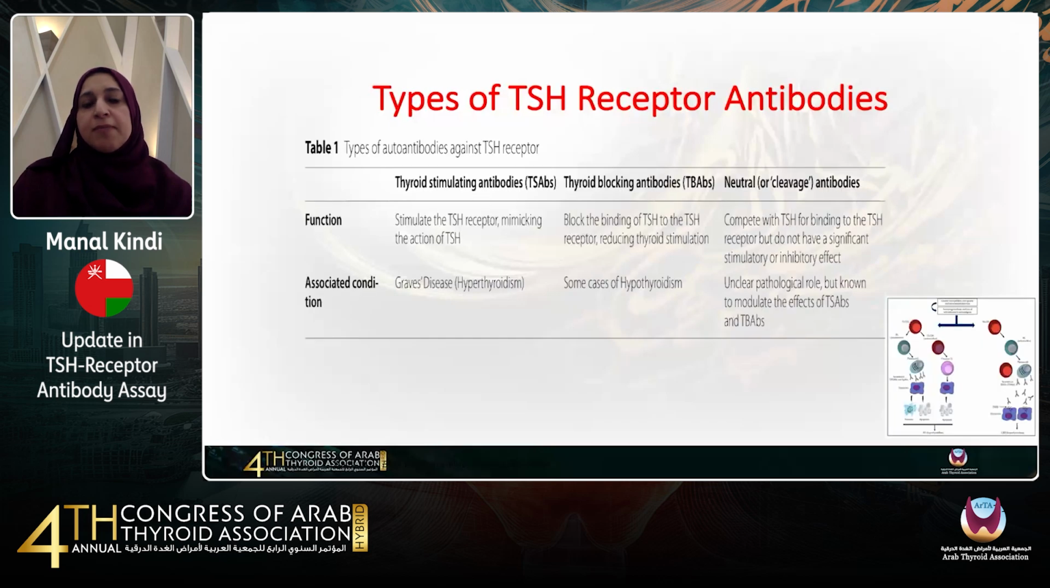There are three types. One of them, we call thyroid stimulating antibodies. What happens with these thyroid stimulating antibodies is that they bind to the receptor and stimulate it. So they mimic the action of TSH, and in that case, we get Graves' disease or hyperthyroidism. Or the antibodies can be blocking the receptor. So the TSH receptor antibodies will block the binding of the TSH, and it will reduce the hormone synthesis. And in this case, we get hypothyroidism.